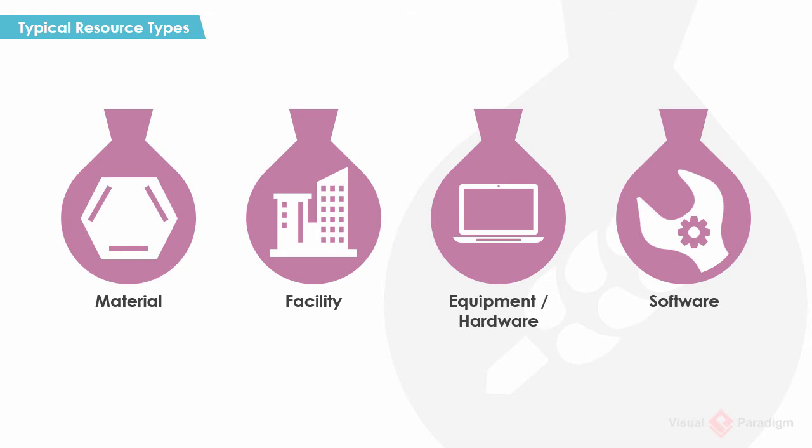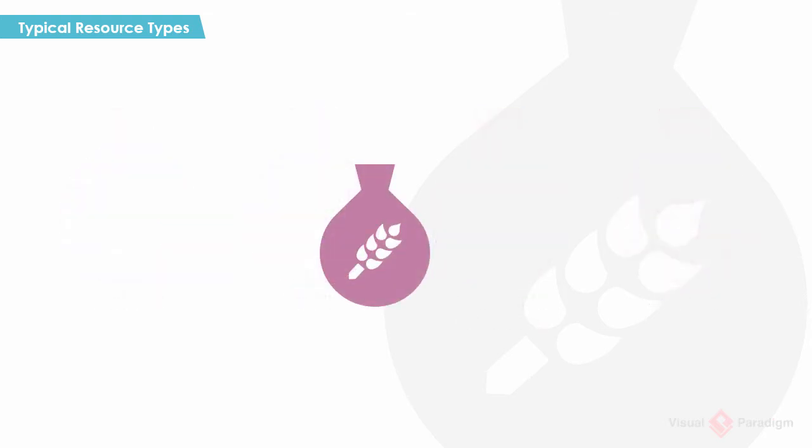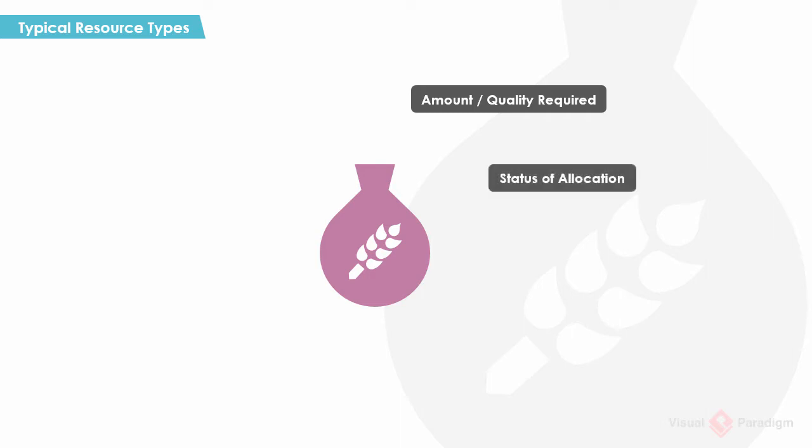For each of the identified resources, describe the following attributes. The amount and the quality needed. Say if a printer is a resource required, how many printers do you need? Is there any specific feature required, such as color printing, printing in double size, etc.? The status of allocation. Was the resource allocated? Was it reserved or just planned?